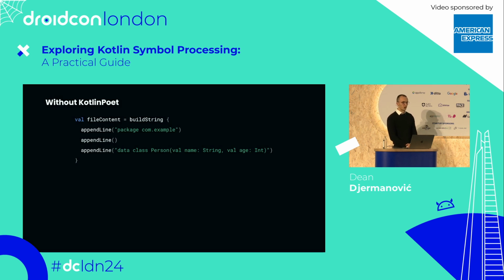Let's take a look into an example on how we will generate a simple data class with and without Kotlin Poet. So to generate this person data class without Kotlin Poet, we have to use string manipulation and string concatenation operations, and we have to handle things such as importing, escaping, and formatting manually. So we can see that this code is not very readable, scalable, or maintainable, and if we wanted to add more features here, we would end up with even more complex and error-prone code.